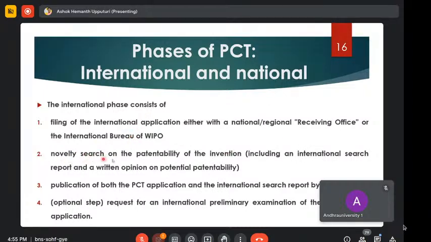Then comes the novelty search on the patentability of the invention, including an international search report and written opinion on potential patentability. This is what I explained earlier. Publication of both the PCT application and the international search report by WIPO, both will be published. Apart from the PCT application, even the written opinion will be published. And request for international preliminary examination of the international application. This is optional and is not binding.